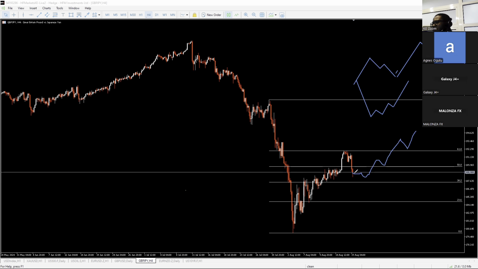And the other scenario is obviously a consolidation and then a drop below that 38.2% level, then pull back up there, and then price selling off. Okay, so it depends on how you're going to look at it.